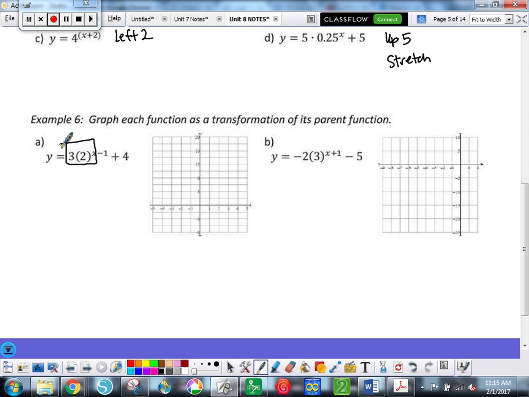You could do it all in one step. However, I feel like you're more likely to make a mistake. So if I start here, where is the y-intercept? Do it in orange. Y-intercept here would be what? The 3 or the 2? The 3. So my y-intercept is 3.